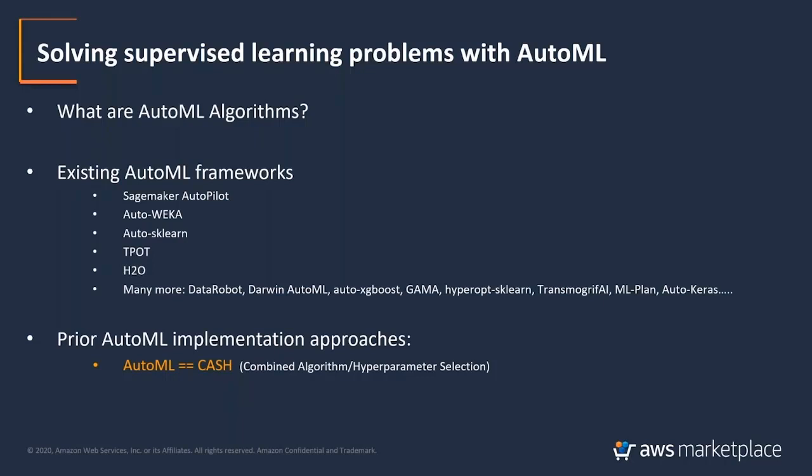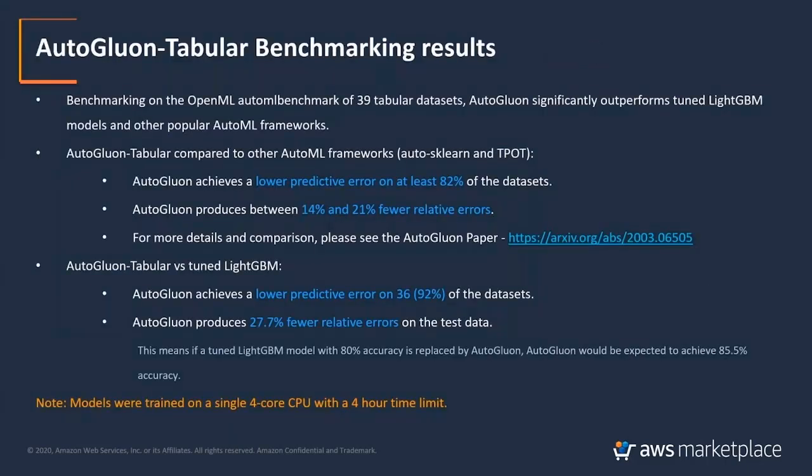So existing AutoML frameworks include a variety such as SageMaker Autopilot, Auto-WEKA, auto-sklearn, TPOT, H2O, and many others. And virtually all prior AutoML implementation approaches said that AutoML is essentially CASH. Basically, given a set of machine learning algorithms and a bunch of hyperparameters for each of them, just keep training models and trying to find the particular combination of algorithm and hyperparameters that gives you the best result. However, AutoGluon does something completely different.